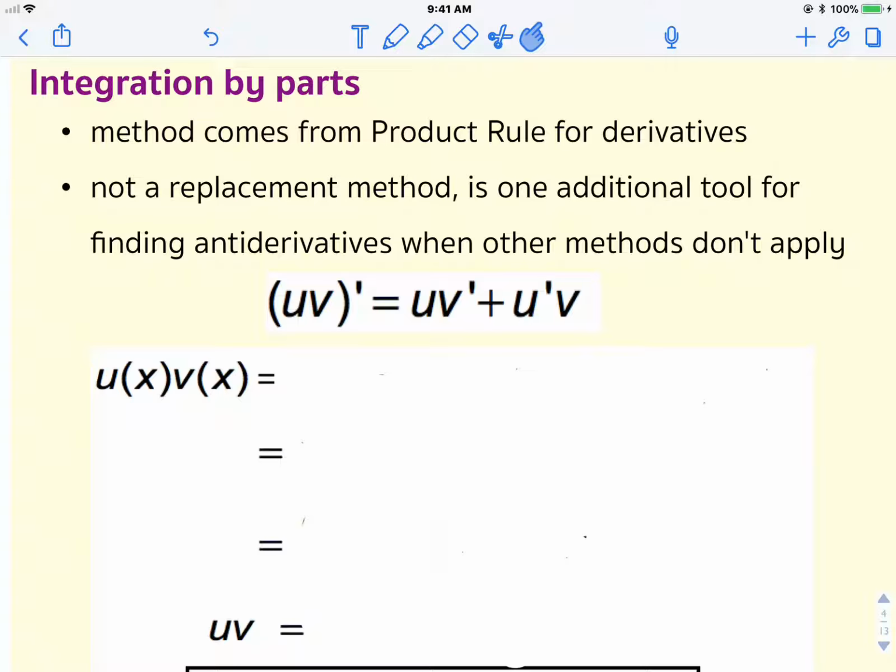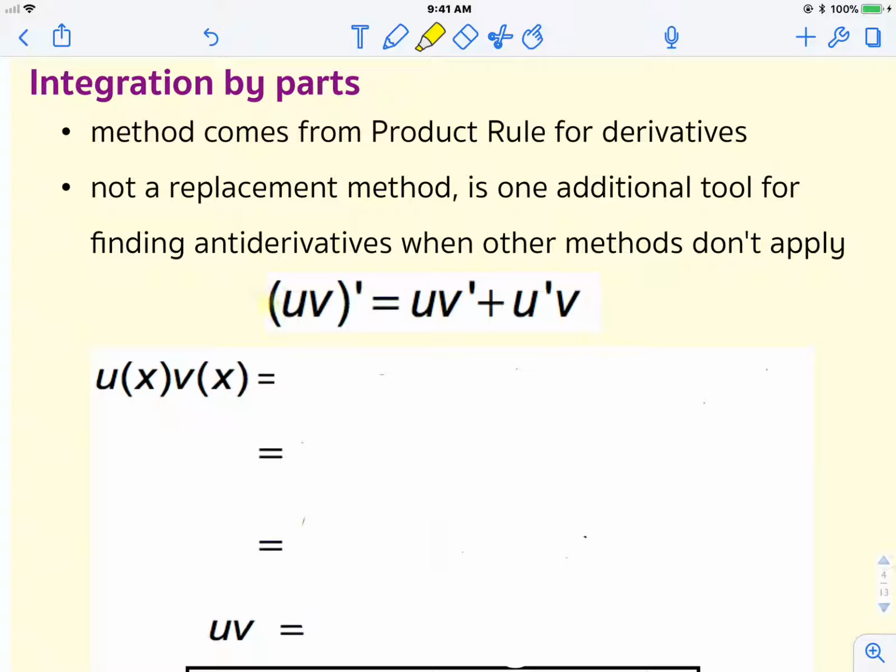So a method that's not included in AB, but we do afterwards because it's often included in Calc 1, is called integration by parts. And it comes from undoing what product rule produced as a derivative. So it's not a replacement method, it's really an extra tool for ones that we don't already have a method for.